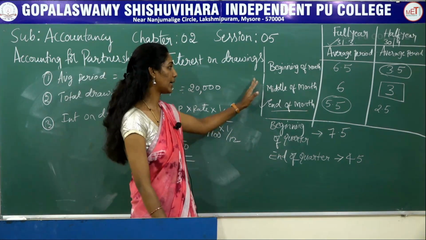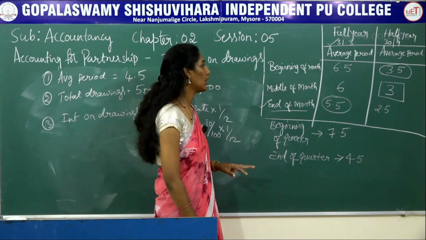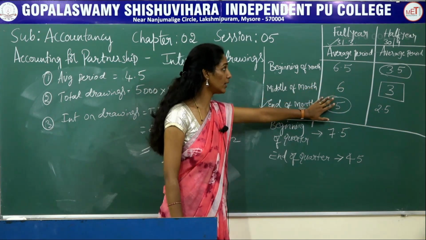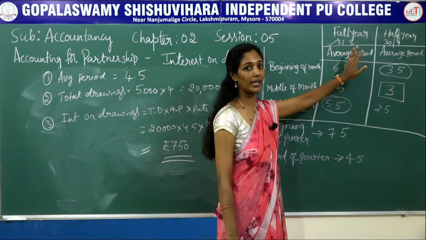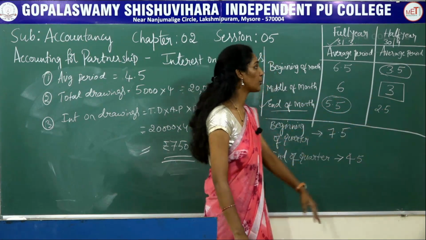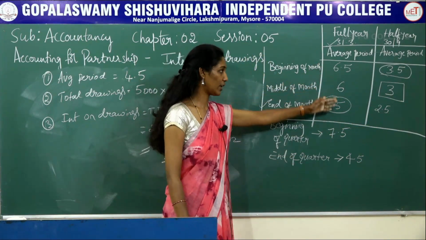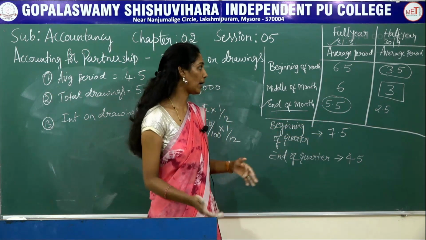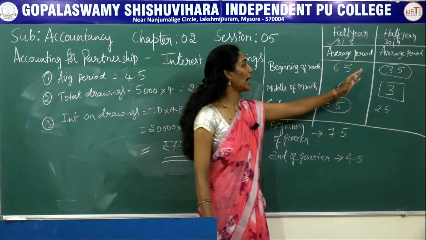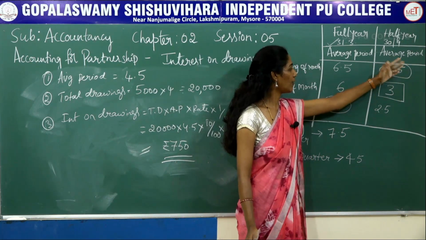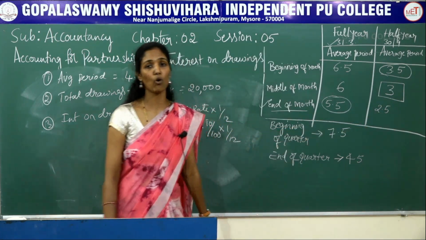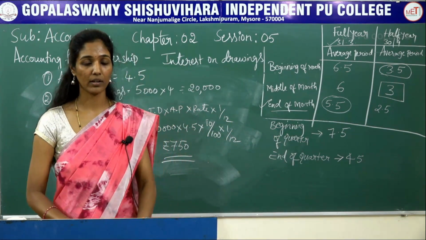Dear students, this table is not given in your problem. You should know how to calculate this average period when books of accounts closed on 31st March and when books of accounts closed on 30th September. You can learn this average period by heart also. It is very easy. Beginning of the month is 6.5, 6 and 5.5, and at the half year the average period is 3.5, 3 and 2.5. I hope you have understood this topic. Thank you.